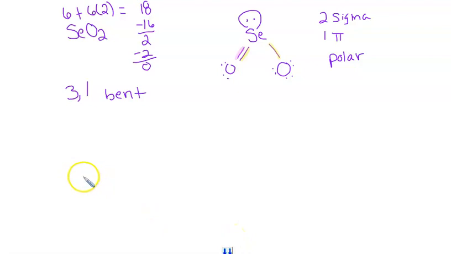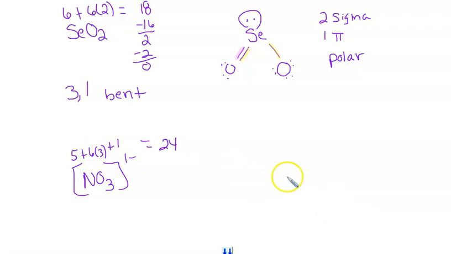We've got NO3 negative 1, that is nitrate. That is my favorite polyatomic. So NO3 negative 1. So we would add 5 for nitrogen and 6 times 3. And then I do opposite whatever this sign is, -1, I add 1. So that's 18, 19, so I have a total of 24 electrons.